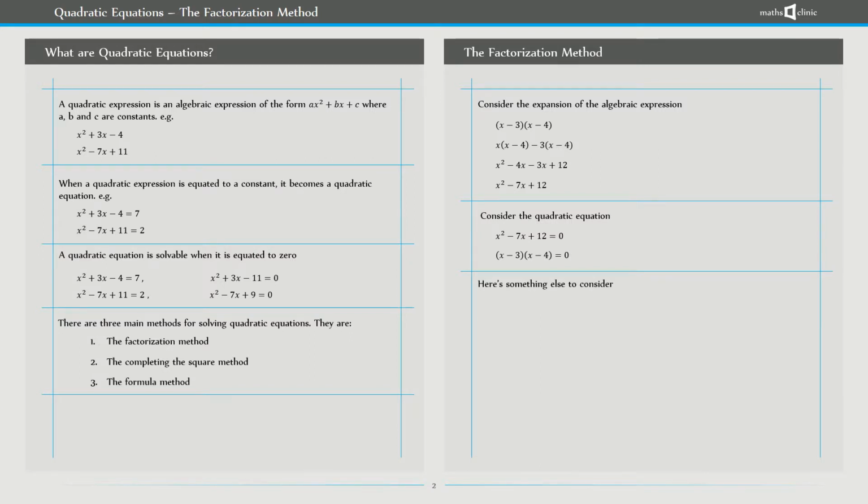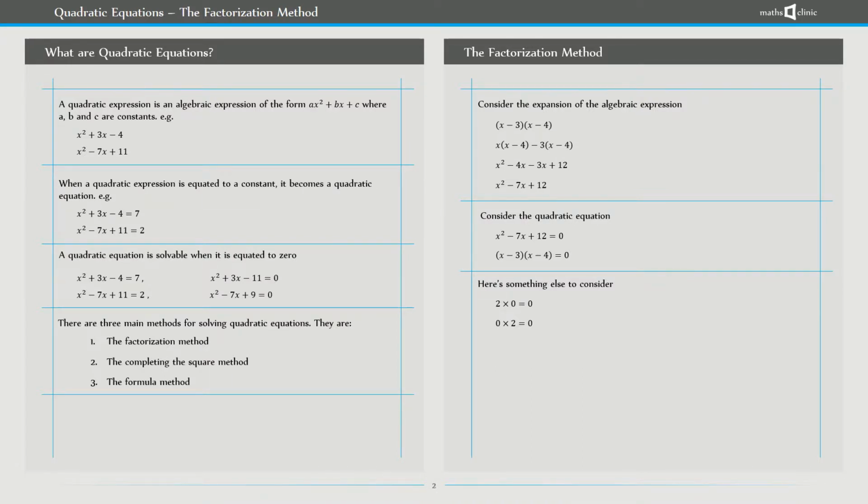Now, here's something else to consider. If you have 2 times 0, this gives you 0. Okay? If you have 0 times 2, this gives you 0 as well. Now, something you'd notice is that the only way you arrive at a solution of 0 when you multiply two numbers is if one of them is 0. You can never multiply two non-zero numbers to give you 0.